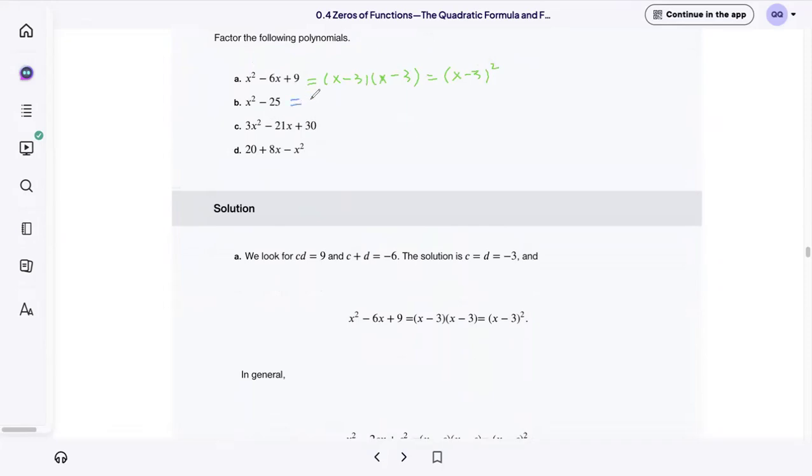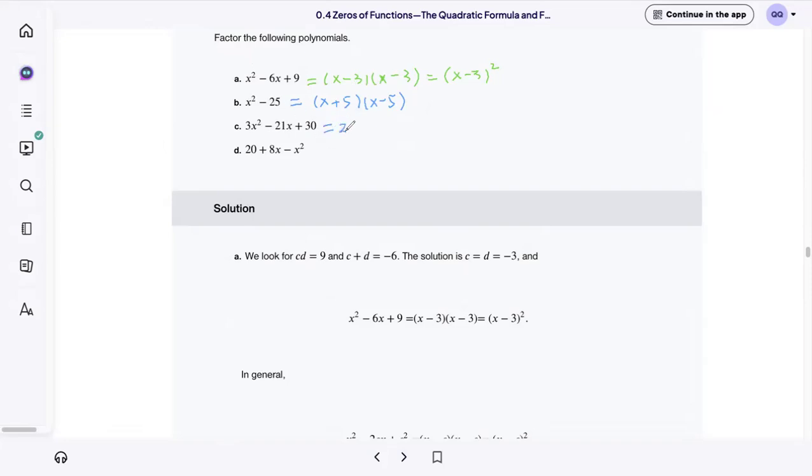And this one, so this is only two terms. So the middle term is 0. That means the middle term canceled out. So this one we need to break into x plus 5, x minus 5. Right? Because 5 times negative 5 was negative 25. Positive 5x, positive 5 minus 5, that's 0.